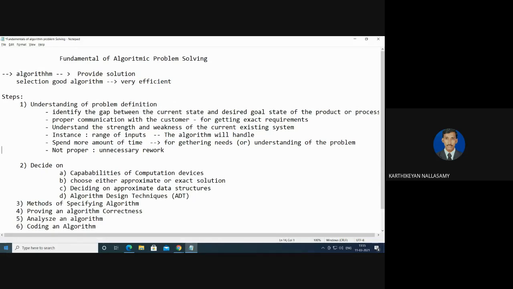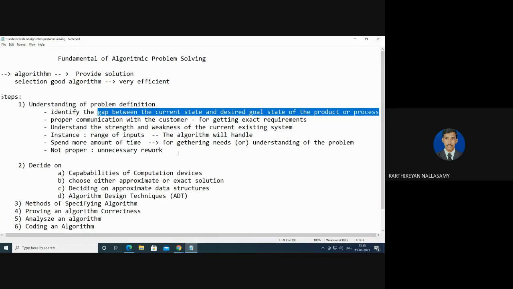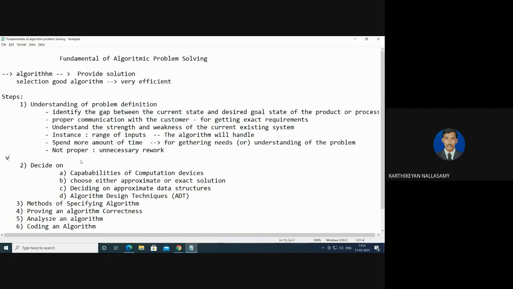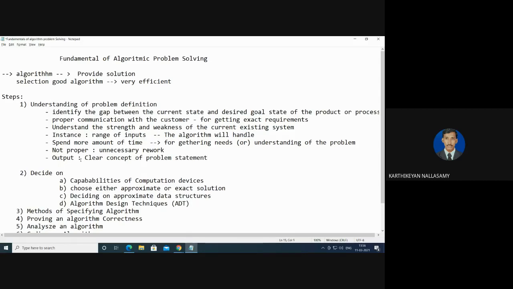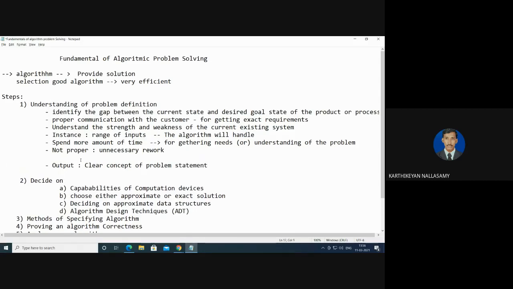So the understanding is always to reduce or identify the gap between your current existing system and your objective. At the end of this process, the output you get is a clear understanding of your problem statement, a clear concept of your problem statement. You will know clearly about the problem statement. Once this is clear, then you can start. If it is clear, then no rework is needed.